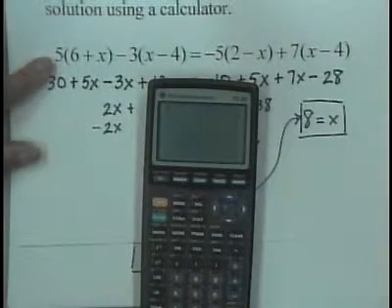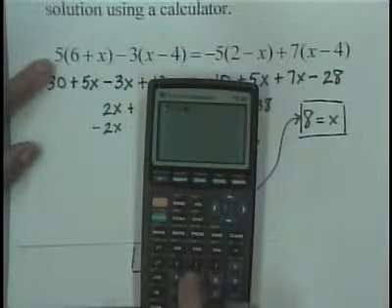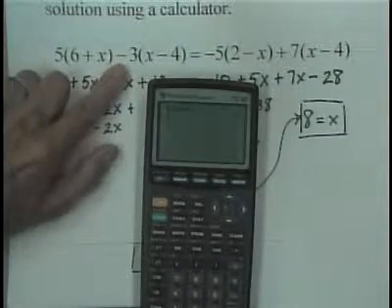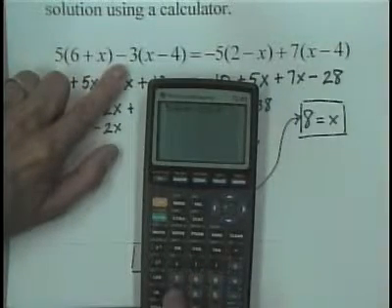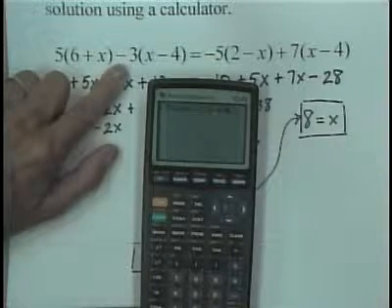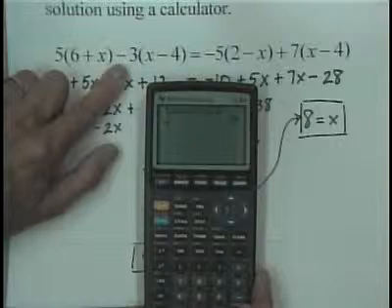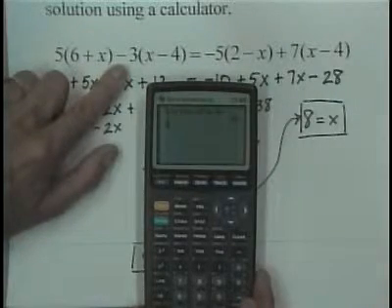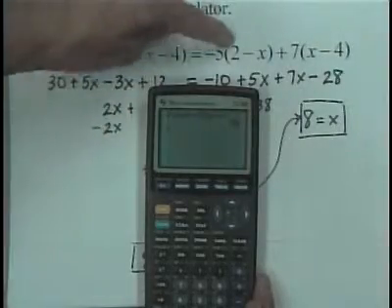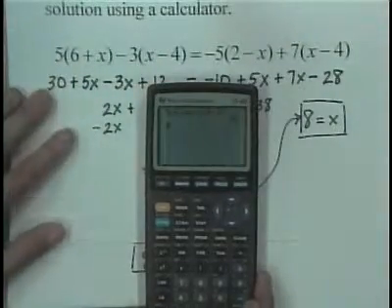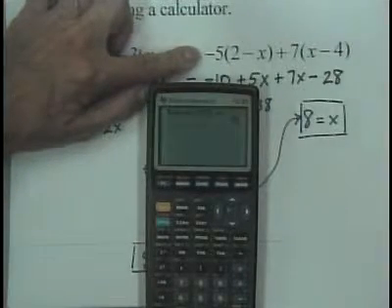Starting with the left-hand side, we'll enter 5 parentheses 6 plus 8 close parentheses. Here we are, minus 3 parentheses 8 minus 4 close parentheses. Now that's the end of the left-hand side. So we'll push enter. We get the number 58. Remember, all we're trying to do is compare the result of putting 8 in the left-hand side with the result of putting 8 in the right-hand side. So let's hang on to that 58 and enter the right-hand side.